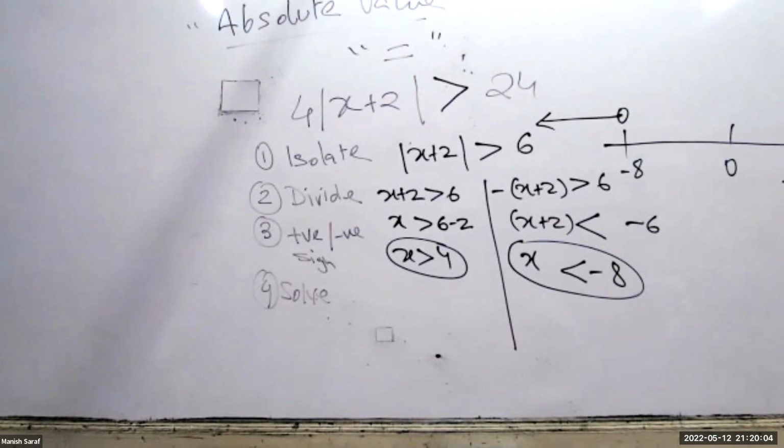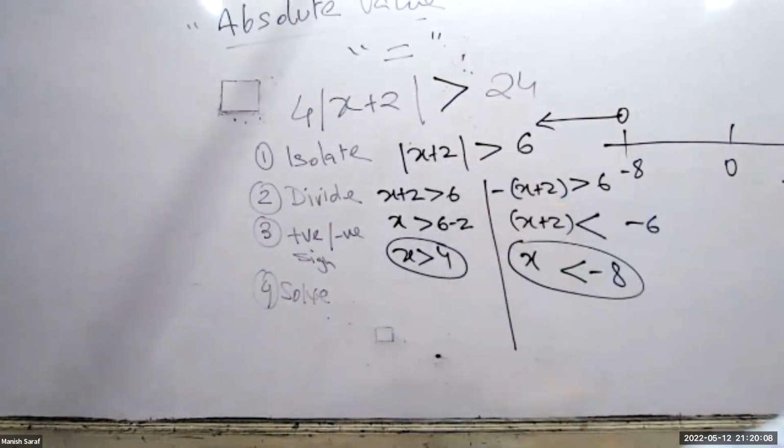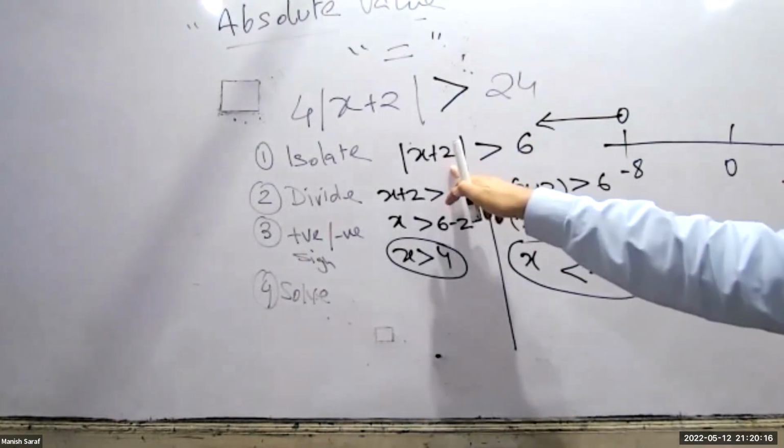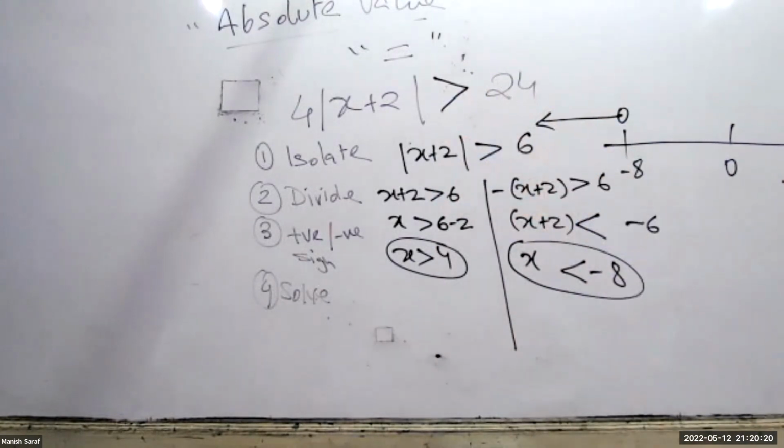So we pick any value, let's say minus 10. Minus 10 plus 2 is minus 8. Mod of minus 8 is 8. 8 is greater than 6. Here we take some larger value, plus 10. 10 plus 2 is 12. Mod of 12 is 12. 12 is greater than 6. This is true. So this is how basically you will be solving this.